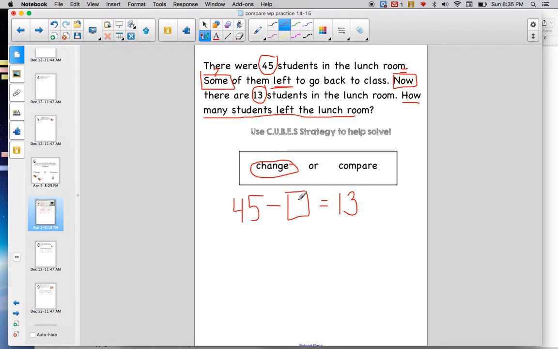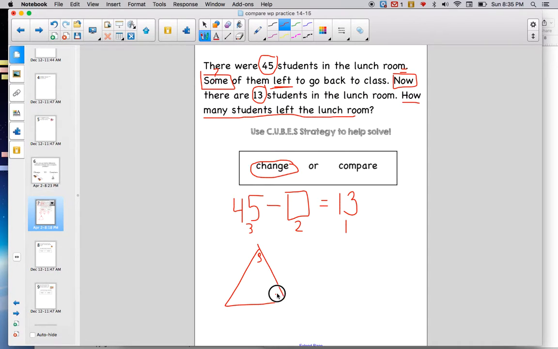So I'm trying to figure out how many students left the lunchroom, which is a change unknown problem, because the part I don't know is the part that changed. So now I'm ready to do step 2, which is number the equation. This is subtraction. 3, 2, 1, blast off. All right, so now I can do my step 3, which is use my step 2. Oh, step 2 has the fact family triangle in it. Silly me.